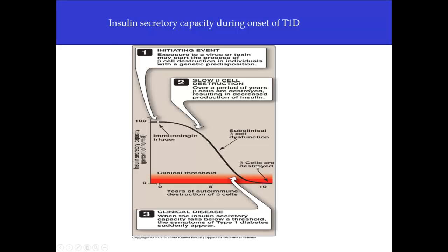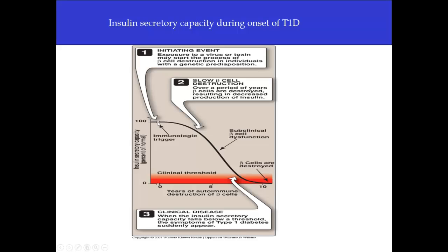This diagram illustrates how type 1 diabetes develops. On the x-axis, we have years of autoimmune destruction of beta cells. So it takes about 10 years to completely destroy the beta cells. And what triggered this destruction? There is an immunological trigger.